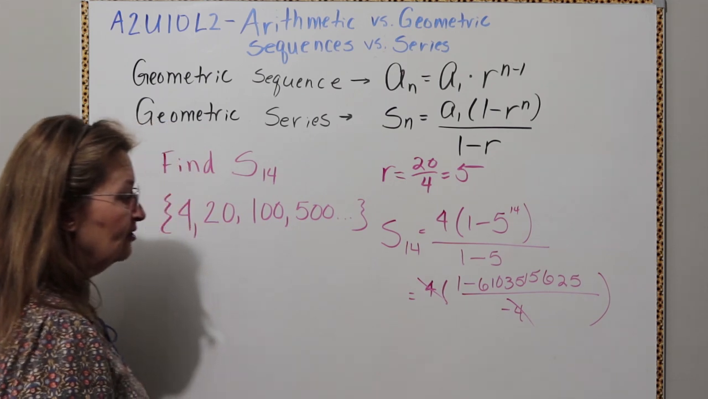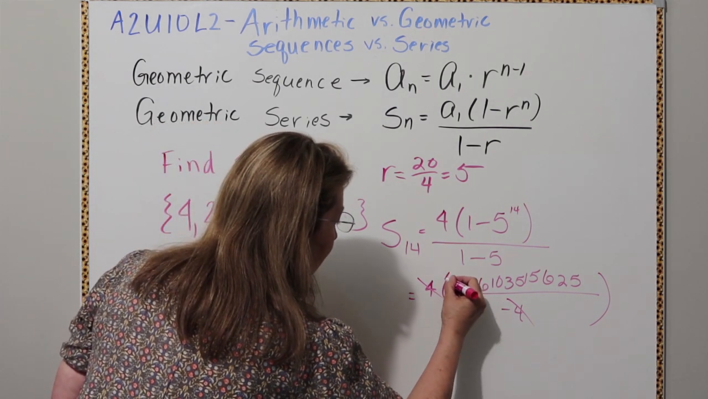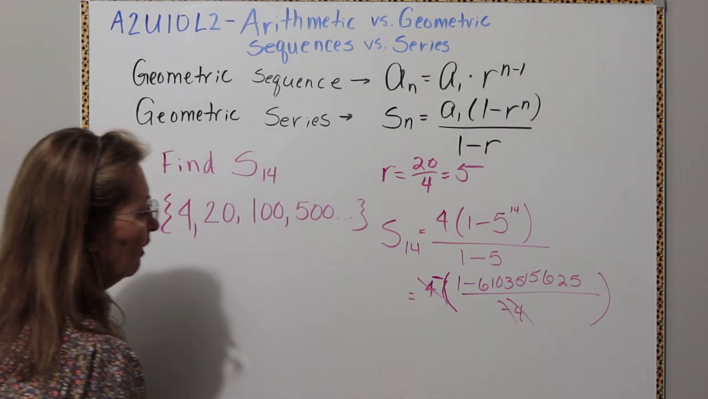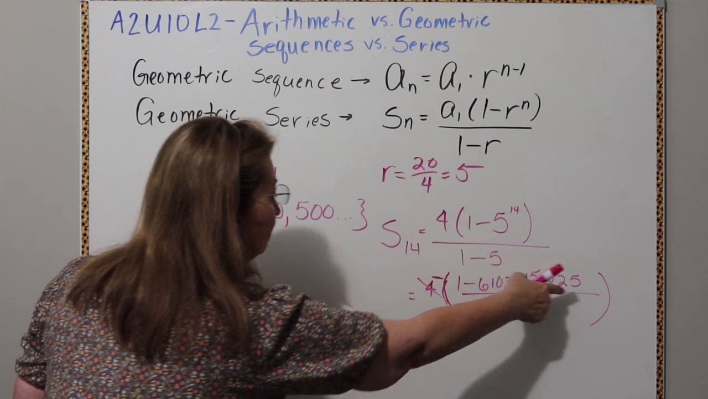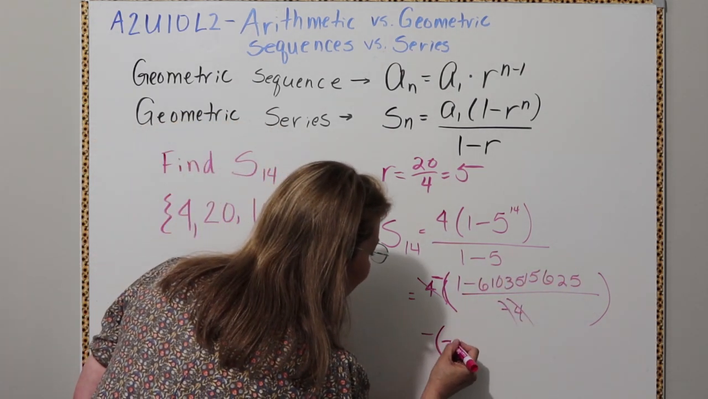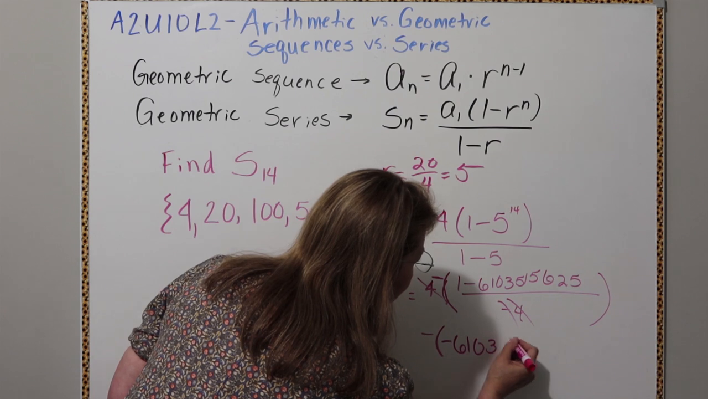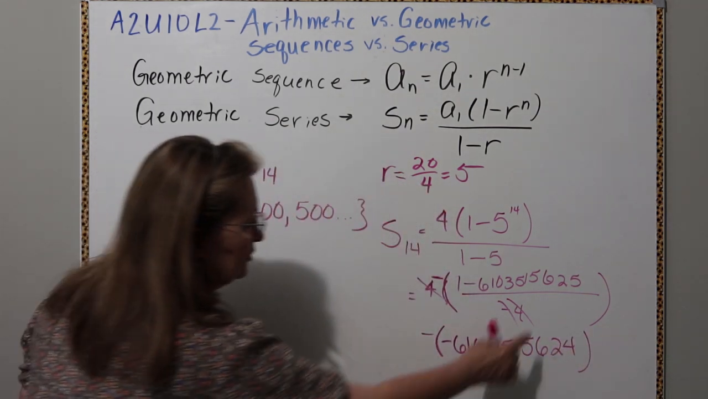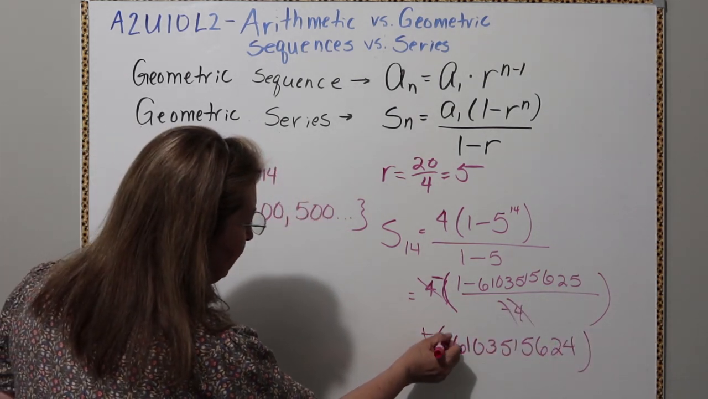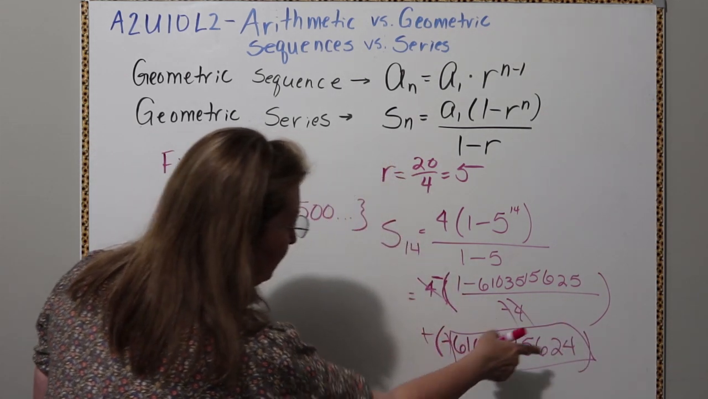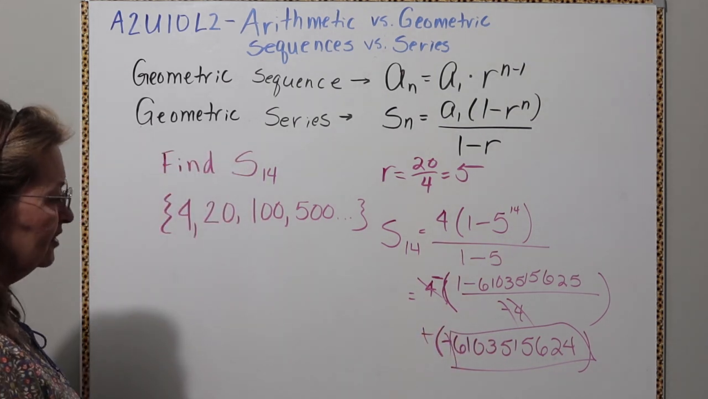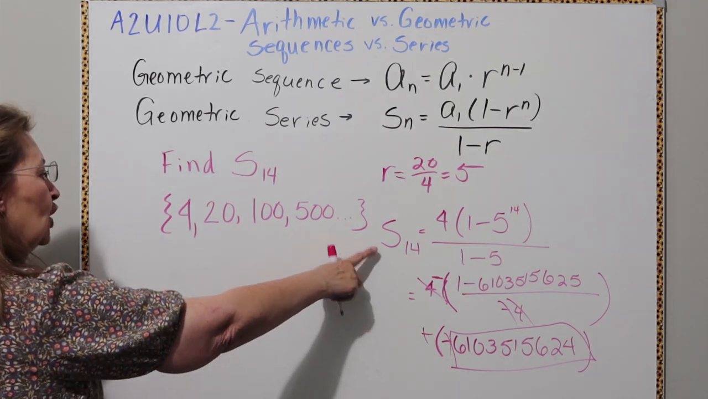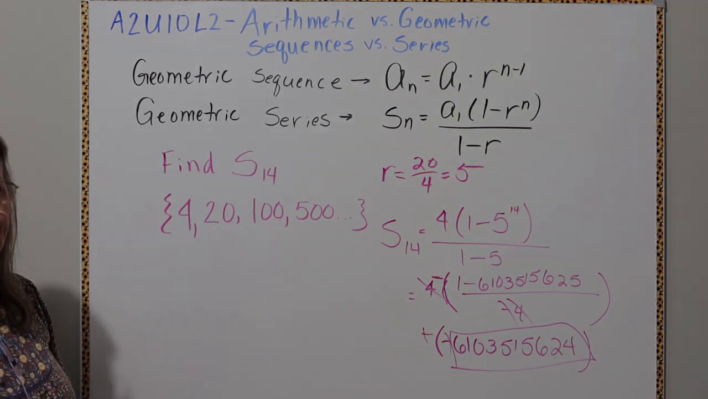These 4's will cancel, and all I have left is the negative. So that's going to be a negative. I'll bring it to the outside. All right, negative of 1 minus all this number is going to be negative 610351562. It's just going to be one less than this. Now, negative times negative is positive. So that number right there, positive 610351562, is the 14th term in the sequence that we have here.